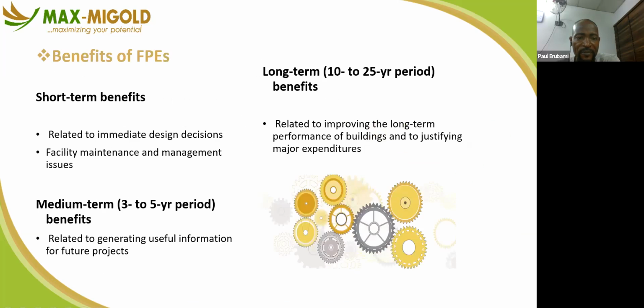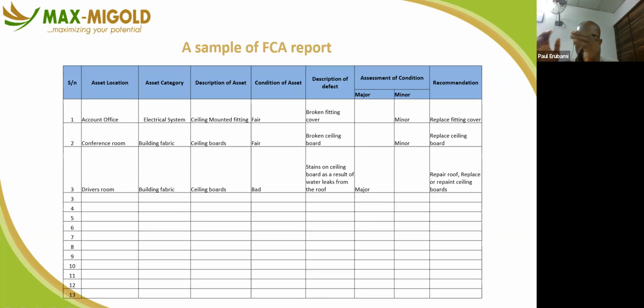But we're going to do a brief recap. I told us that there's a difference between FCA and FPA. FCA is condition assessment. You do it before you occupy a facility. But FPA, you do it after you have already occupied that facility. Just like when you are giving out a 3-bedroom flat to a tenant, the tenant will come around to assess that facility. Tell you, I want this wall painted, I want this ceiling replaced. This is what facility condition assessment is all about.